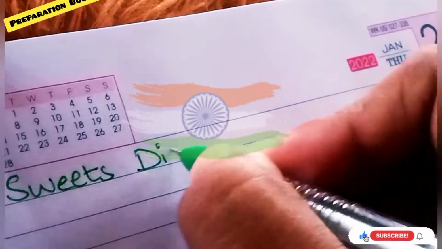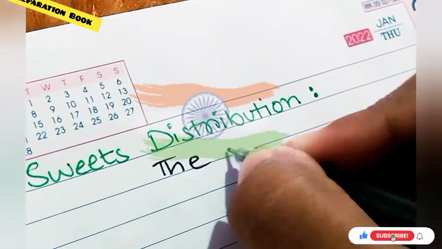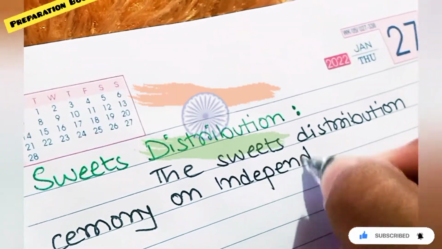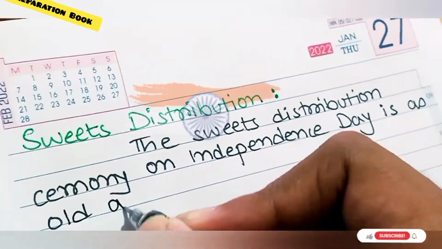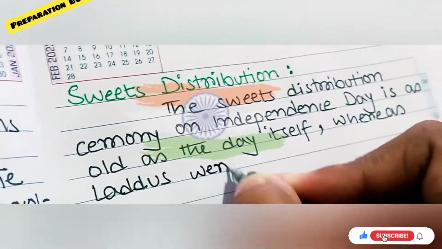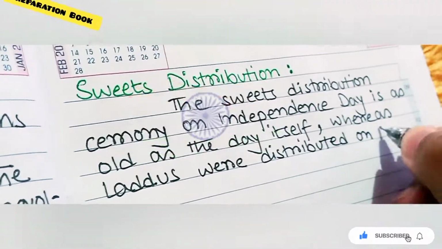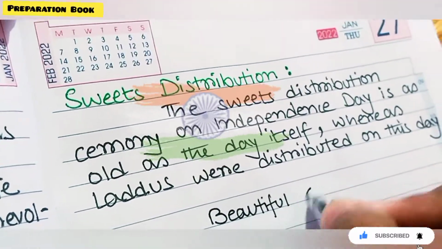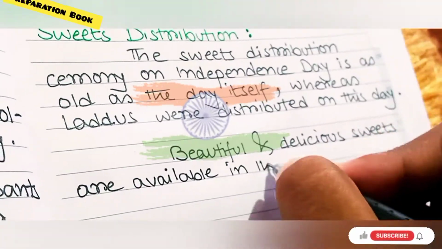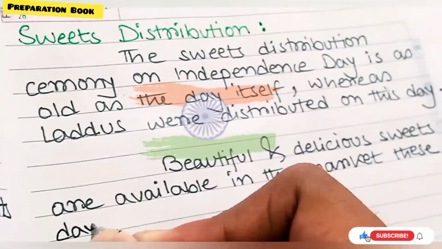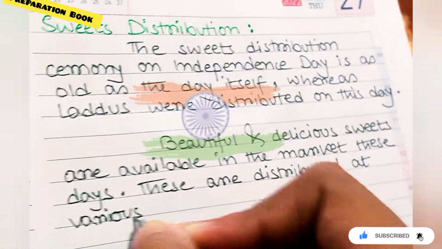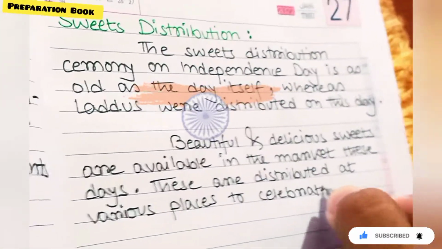Sweet distribution. The sweet distribution ceremony on Independence Day is as old as the day itself. Earlier, laddus were distributed on this day. Beautiful and delicious sweets are available in the market these days. These are distributed at various places to celebrate the event.